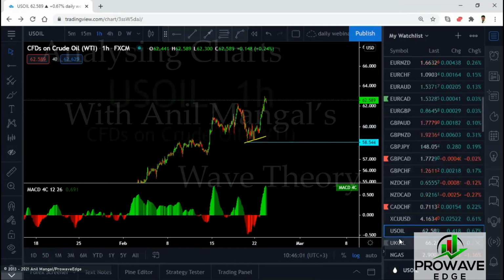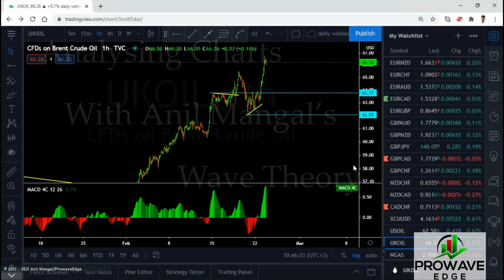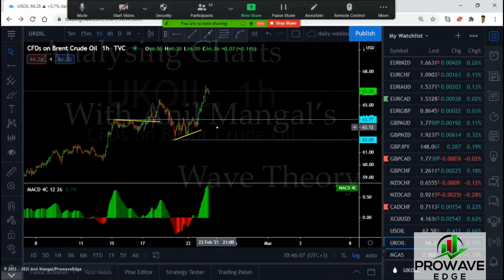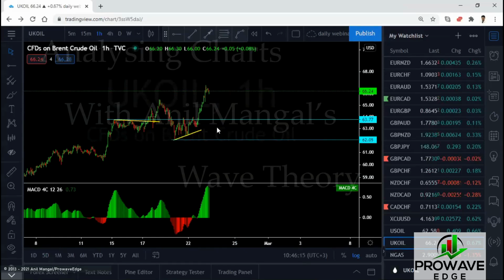And the same here. Goes there, wait for a pullback to confirm the running flat. And then that's a buy, once you confirm the running flat.